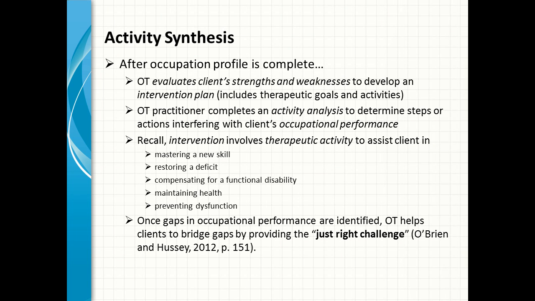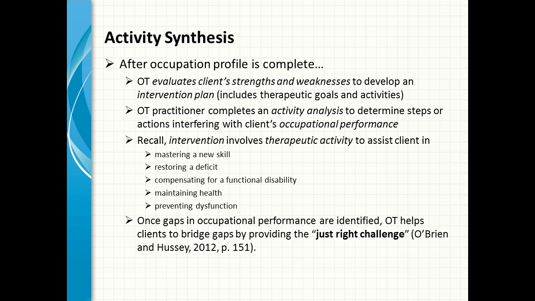After the occupational profile is completed, the OT evaluates the client's strengths and weaknesses in order to develop an intervention plan. The intervention plan includes the writing of therapeutic goals and also activities. The OT practitioner completes an activity analysis, which we just spoke about a moment ago, to determine the steps or actions interfering with the client's occupational performance.